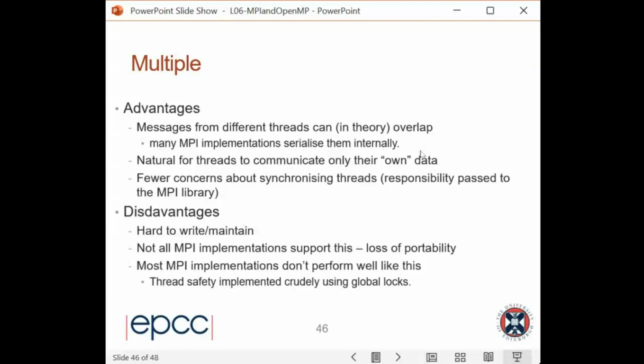However, by passing all that responsibility to the MPI library, you have put a lot of overhead on the MPI library. It will probably not perform very well. It'll probably be slow. Your code may be hard to write or maintain. And also, not all MPI implementations support this. So although it is the most general model, it may not perform very well, and it may place too much requirement on the MPI library. And if the MPI library is able to do this, it may do it in a very poor way. Sorry, it may do it in a slow way.